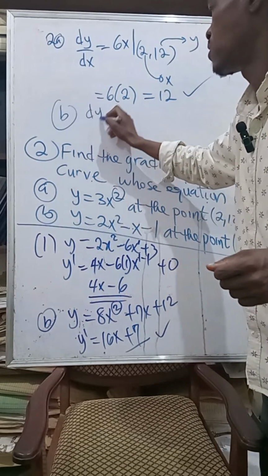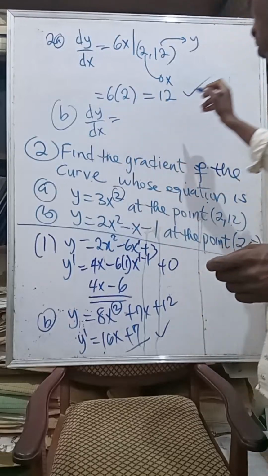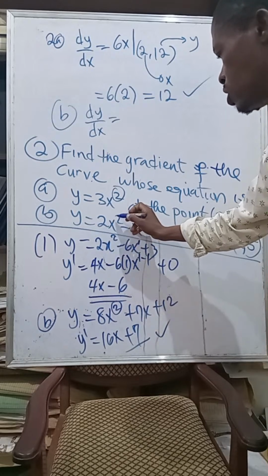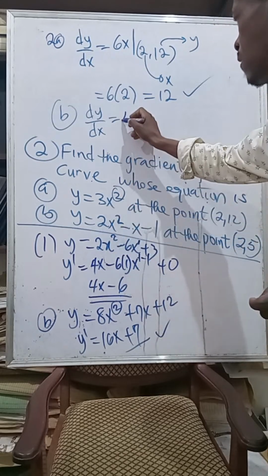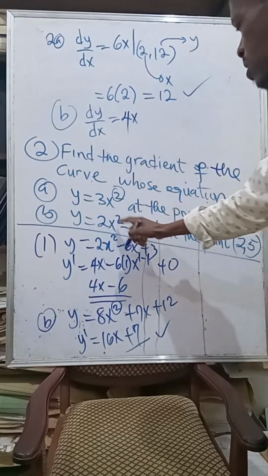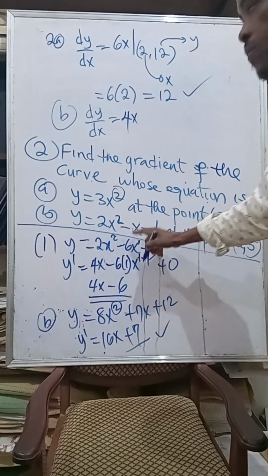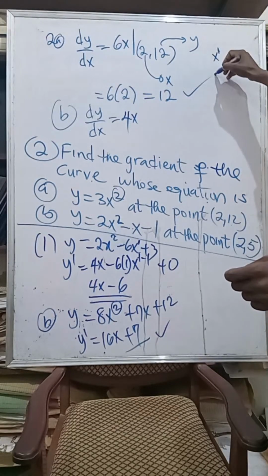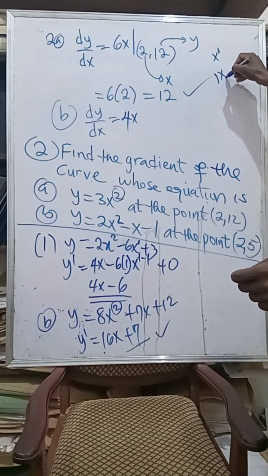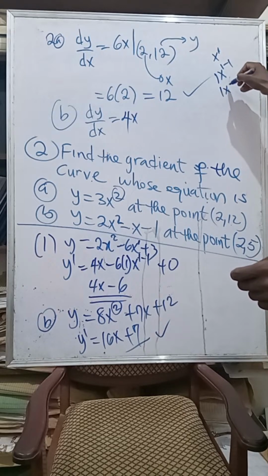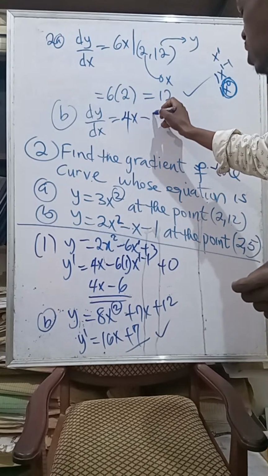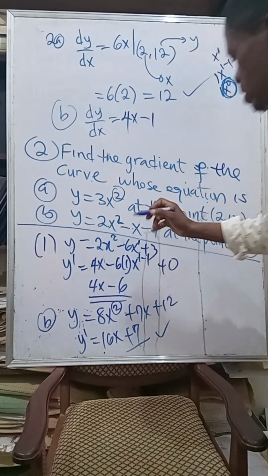The gradient, dy/dx, is equal to what? Differentiate the function. This is 2x squared, so the 2 goes to the front, that's 4x, the power minus 1. If you differentiate x, it has power 1, so the 1 goes to the front, and then the power minus 1. So that's 1 times x to power 0, and anything to power 0 is 1. So this is minus 1. When you differentiate minus 1, that will give you 0.